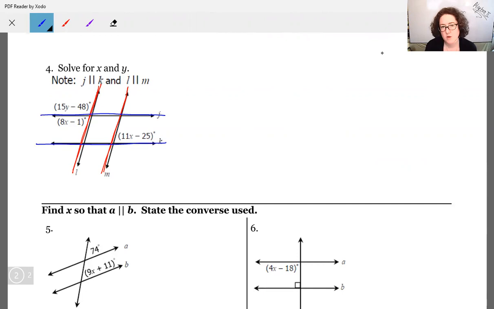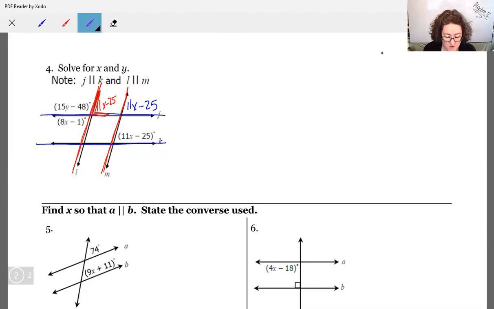And it would really help me to have all of my angles around the same intersection. So I know that I could move 11x minus 25 up to this top right angle using corresponding angles. And then I could do corresponding angles again, just moving across the red parallel lines, and 11x minus 25 in this angle here. And so now I have all of my angles around the same intersection, and it just makes my life a little easier.